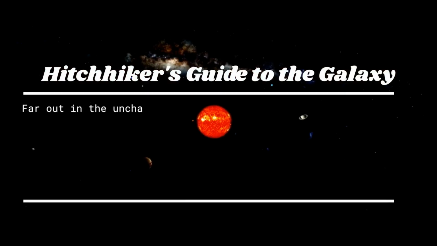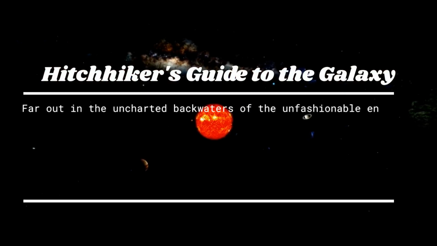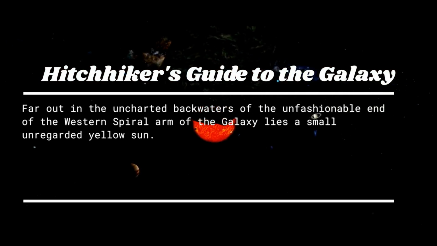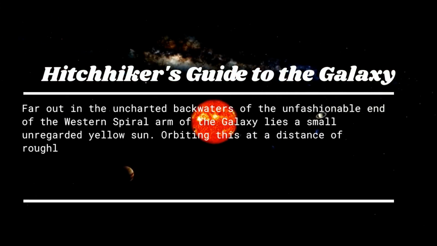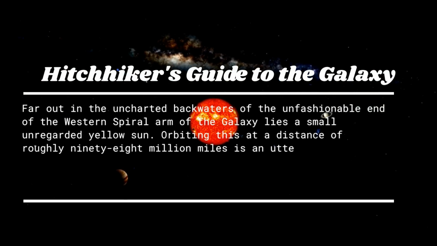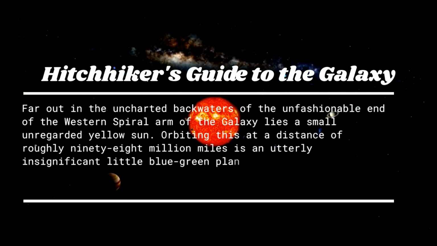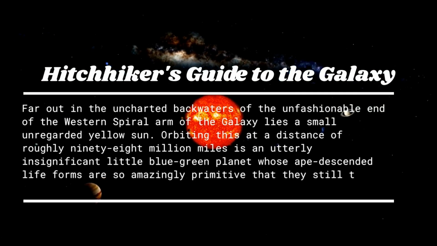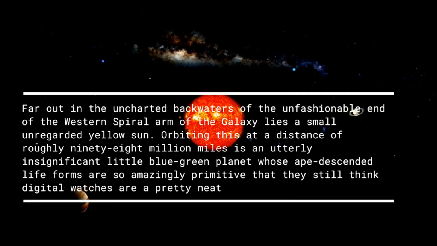Far out in the uncharted backwaters of the unfashionable end of the western spiral arm of the galaxy lies a small, unregarded yellow sun. Orbiting this at a distance of roughly 98 million miles is an utterly insignificant little blue-green planet whose ape-descended life forms are so amazingly primitive that they still think digital watches are a pretty neat idea.